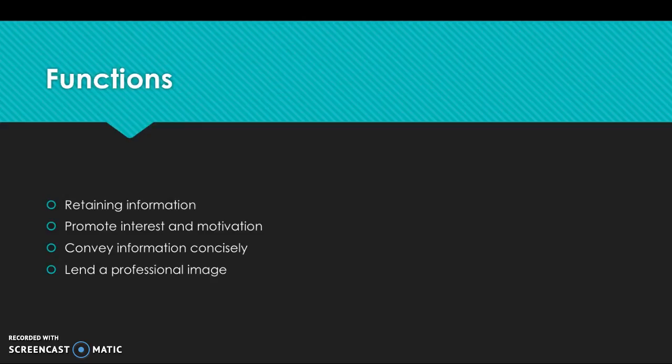It also promotes interest and motivation. Many of us are afraid to get up there and speak because we think everybody is staring at us. But what happens when we have a presentation aid is that it gives our audience something else to look at. So it makes them want to listen to your speech. If you show a compelling picture or an interesting graph, it makes them want to listen to what you're saying because they're like, wow, that's really powerful.